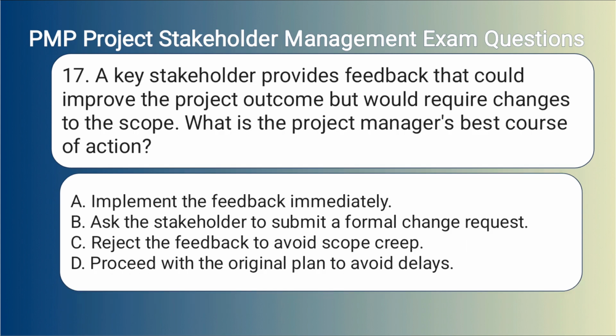17. A key stakeholder provides feedback that could improve the project outcome but would require changes to the scope. What is the project manager's best course of action? A. Implement the feedback immediately. B. Ask the stakeholder to submit a formal change request. C. Reject the feedback to avoid scope creep. D. Proceed with the original plan to avoid delays.